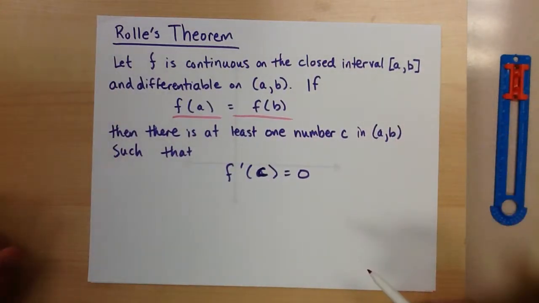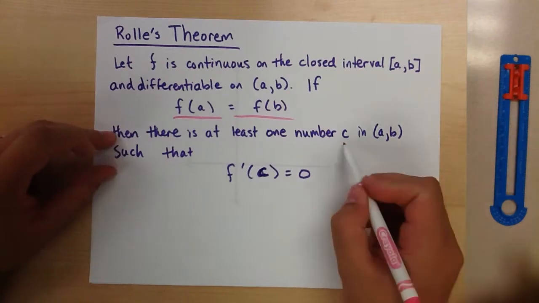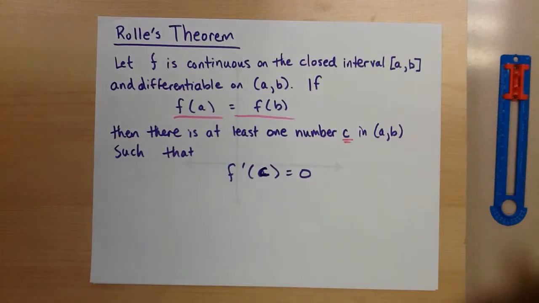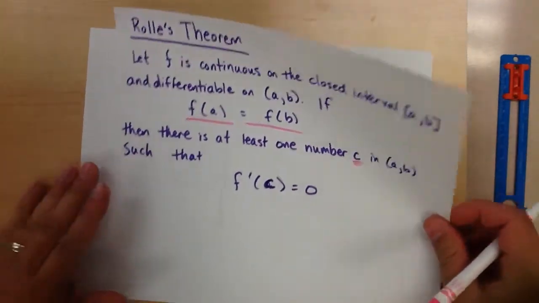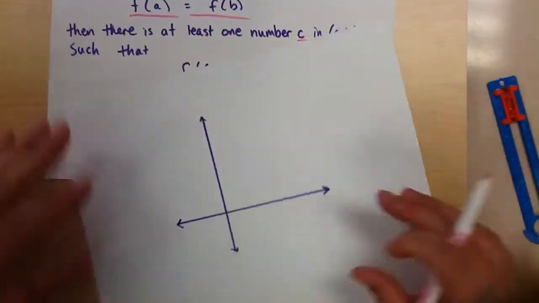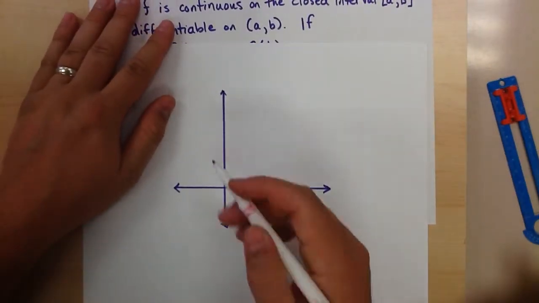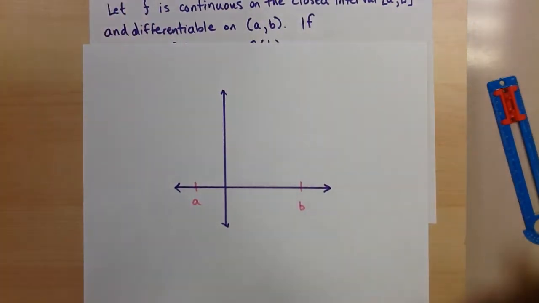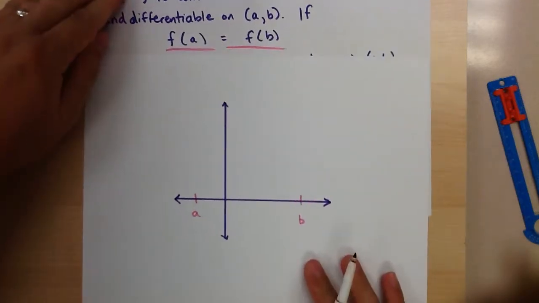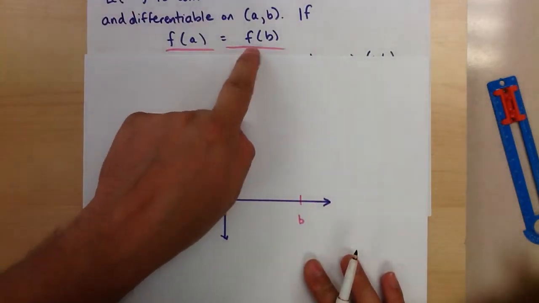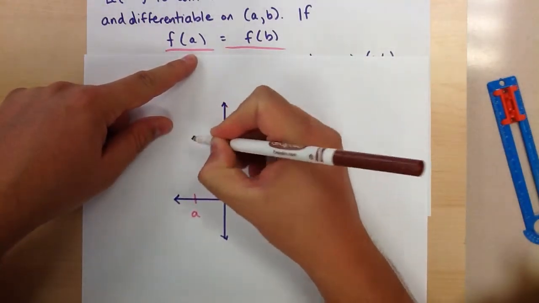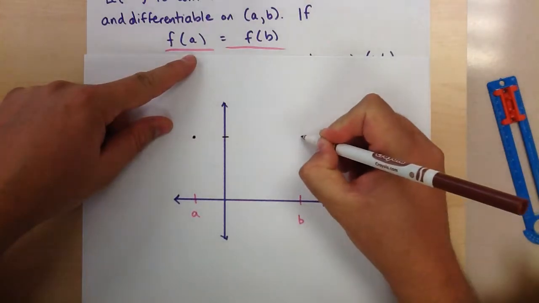So if f of a equals f of b, then there's at least one number c located in the interval (a, b) such that f prime of c equals 0. Sounds super mathy, but let's actually think about what that says. I have myself a function, and we have a right here and b right here. Just two generic locations along the x-axis, and they have to have y values. And so f of a has to be the same value as f of b.